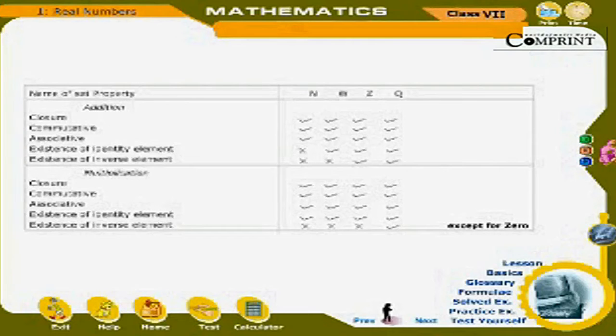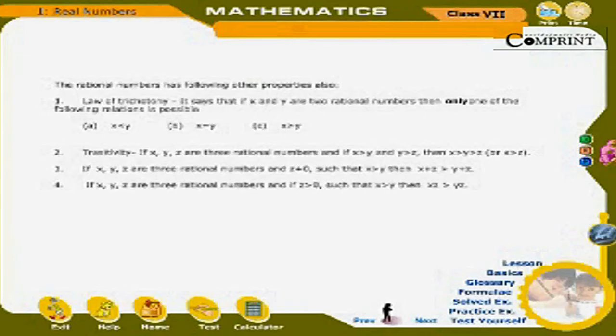The properties are, for addition: the closure property, commutative property, associative property, existence of identity element, existence of inverse element. For multiplication: the closure property, the commutative property, associative property, existence of identity element and existence of inverse element. This stands except for 0. The rational numbers have the following other properties also.